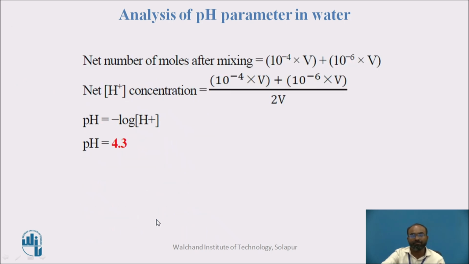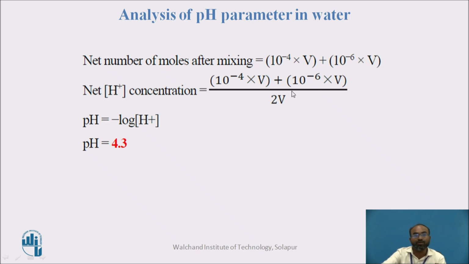Now understand, when I am adding these two samples, automatically the moles are also getting added. Suppose sample 1 has X moles and sample 2 has Y moles. So the total moles of the solution would be X plus Y. Similarly, the total number of moles after mixing would be 10 raised to minus 4 multiplied by V plus 10 raised to minus 6 multiplied by V, which we did earlier.